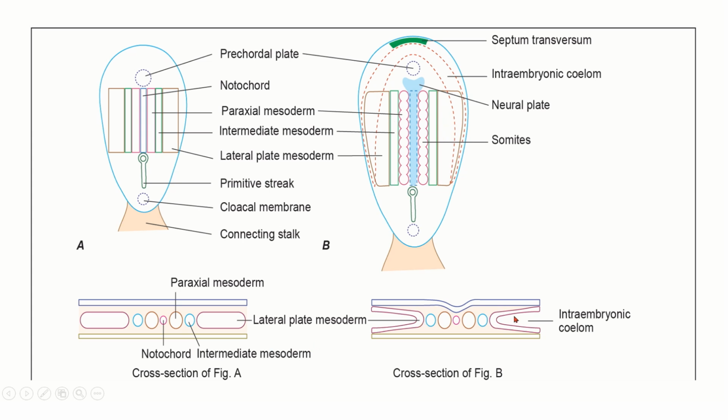The lateral plate mesoderm is divisible into the somatopleuric layer towards the amniotic cavity and the splanchnopleuric layer towards the yolk sac. You can see this is the notochord, and on the other side of the notochord you can see the paraxial mesoderm. Just lateral to paraxial mesoderm you can see the intermediate mesoderm.